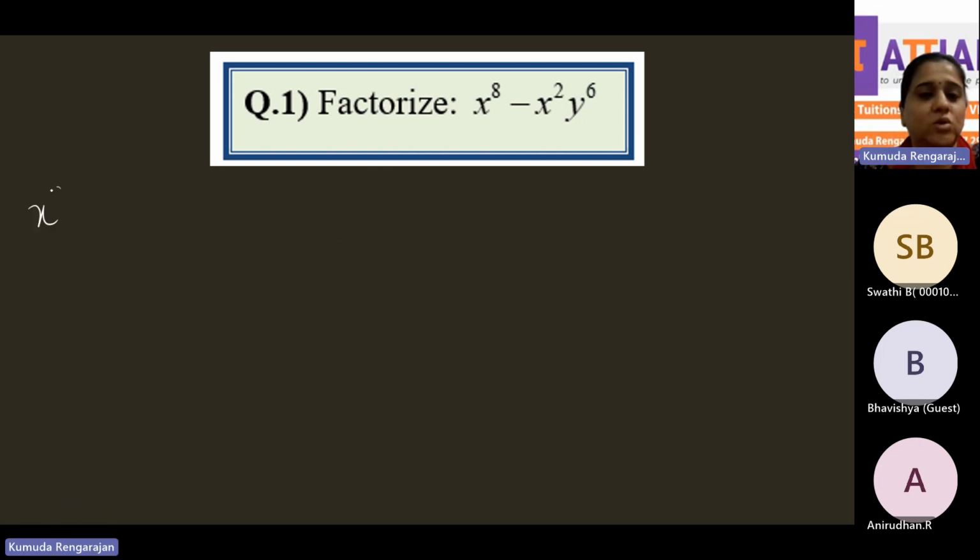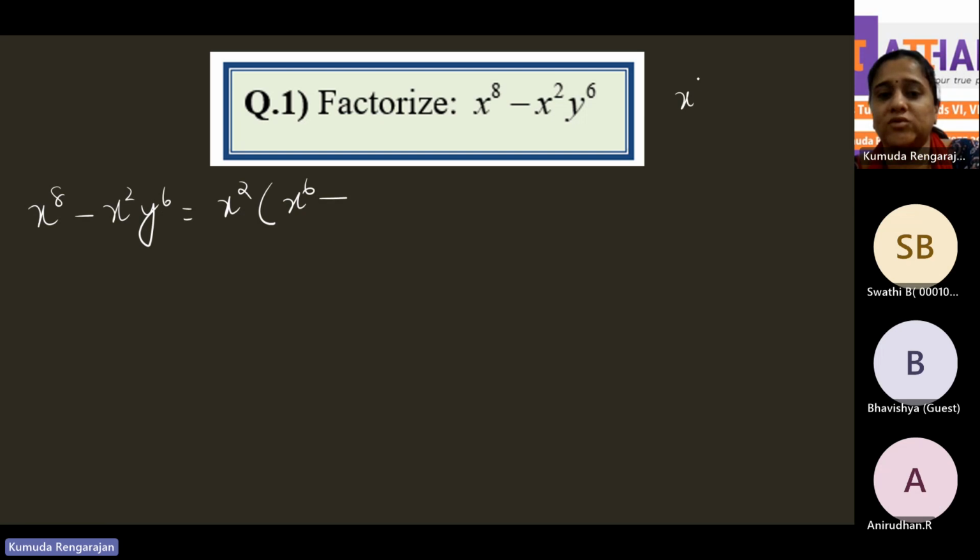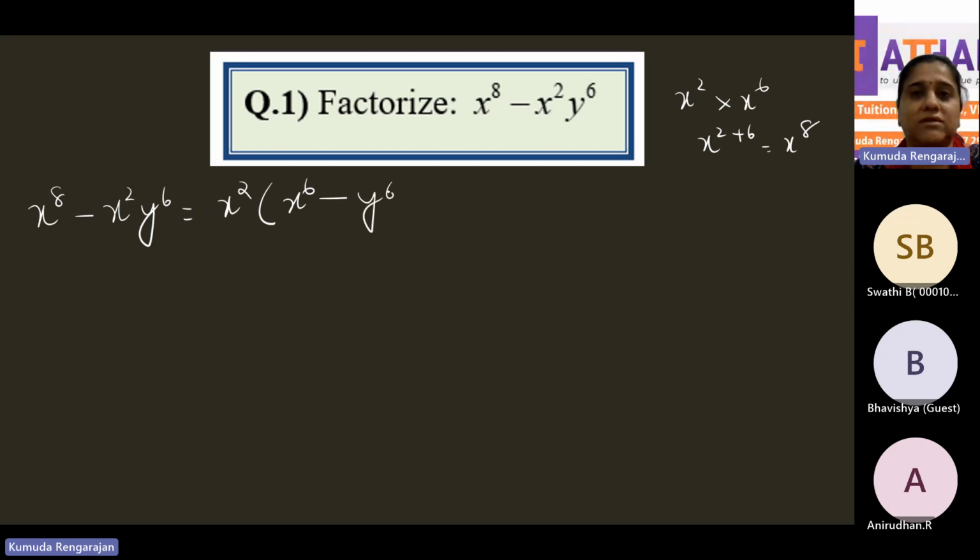Whenever the terms have something in common, you'll have to take out the common factor. So x squared is common. X squared into x power 6 is x power 8, because the base is the same, multiplication, add the powers, 2 plus 6, x power 8, minus x squared is common, so y to the power 6 inside. Now this is nothing but x squared, open bracket, x cubed the whole square minus y cubed the whole square.